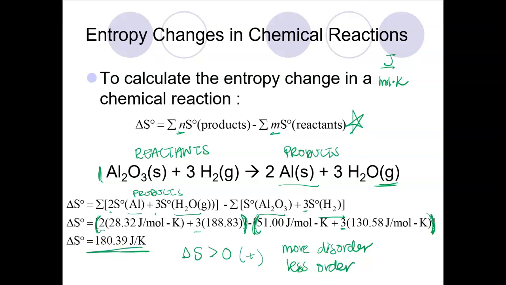The bigger it is, the more greater than 0 it is, the more disordered. So it is a scale. The further away from 0 it is, the more it is either disordered or ordered, depending on which direction it's going.